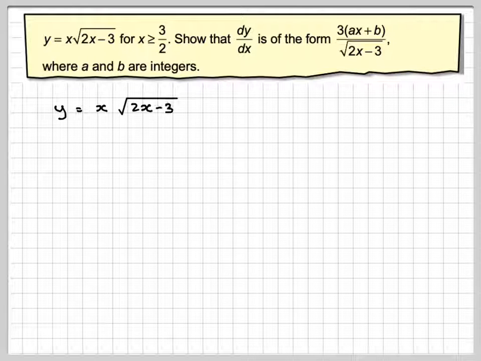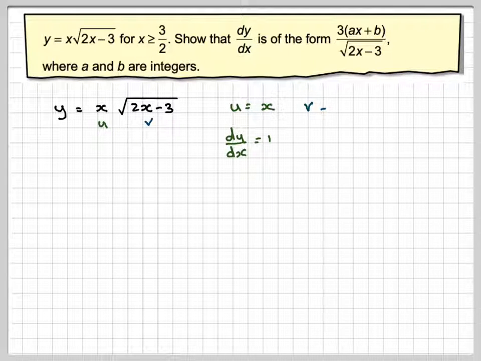Okay, so we've got y is equal to x times the square root of 2x minus 3. This is type uv, where u and v are functions of x. So we're going to have to use the product rule. So let u be equal to x. And if we differentiate u, du by dx will be equal to 1.